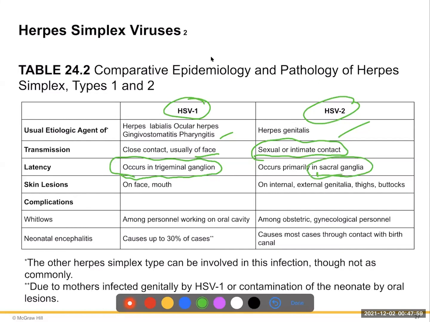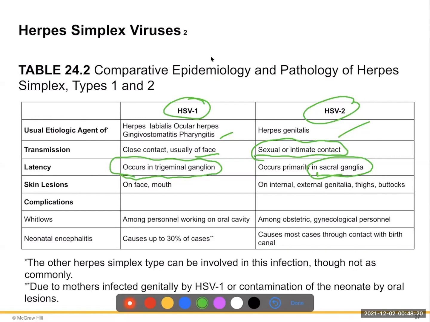Skin lesions of herpes simplex 1 are on the face. Skin lesions on the external genitalia, your thigh, your buttocks, are for herpes simplex 2. Different complications include Whitlow's. Dentists get Whitlow's herpes a lot of times if they don't wear gloves. They get the virus on the thumb, where it usually inhabits.